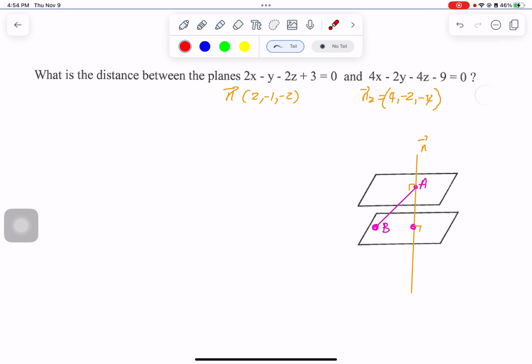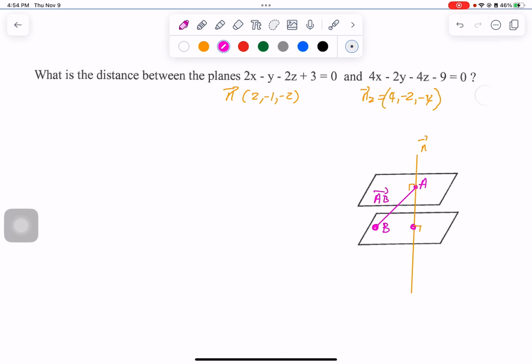Remember, planes don't have thickness. This is completely flat, without thickness here. So it doesn't matter when I hit this point, and to hit this point, that is the minimum distance between the two planes. Well, okay, so what that looks like to me, and I hope it looks like it to you.